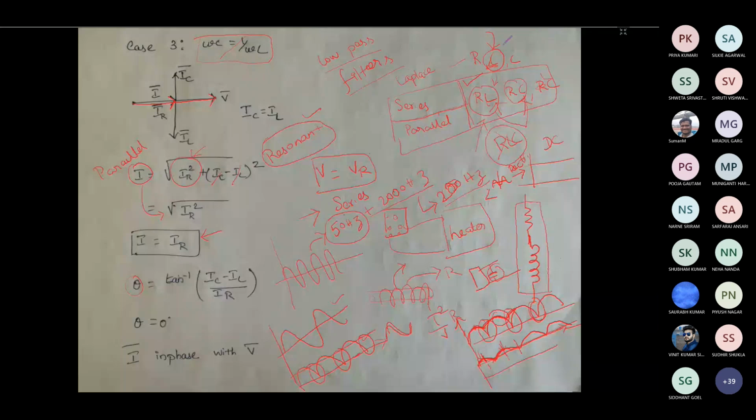For reducing the current ripple, they will be using the inductor, and for reducing the voltage ripple, they will be using the capacitor. Because the inductor will not allow sudden change in current, they use it to reduce the current ripple. The capacitor will not allow sudden change in voltage, so they use it for reducing the voltage ripple. Okay, so I end this here.